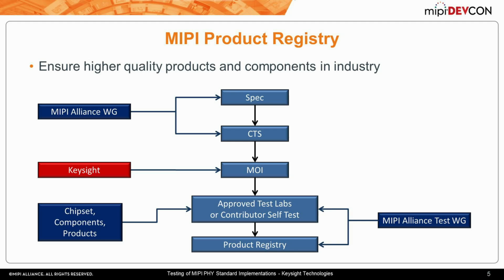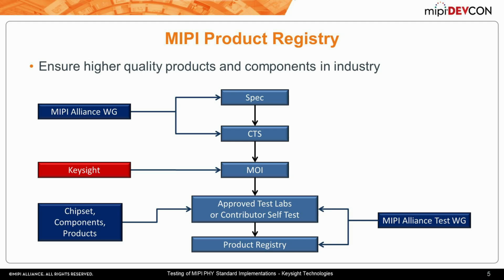So you might have a product, you might not be a MIPI contributor, you might be an adopter company, and you can go to an approved test lab to take your device and get it tested in the same fashion that other companies that might be doing their own self-testing would be doing, and using very, very similar tools. So once again, the Alliance test work groups get involved here in the approval process of the test labs, and I think there's a sign-off for the contributor self-test capability as well.